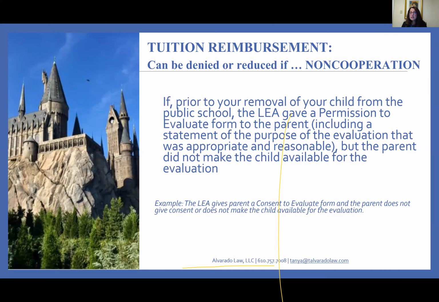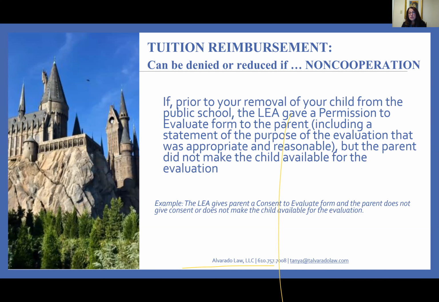And so things they look for are if the school district says, okay, we want to reevaluate, let us try to figure this out and give your child an appropriate IEP and an IEP that you agree with. And you say, nope, you've had your chance, I am out of here. The hearing officer can reduce or deny the tuition. If the school district is inviting you to an IEP meeting and you say, I'm just done with this, I'm going to the private school, that's another situation where a hearing officer could say that you're not cooperating.